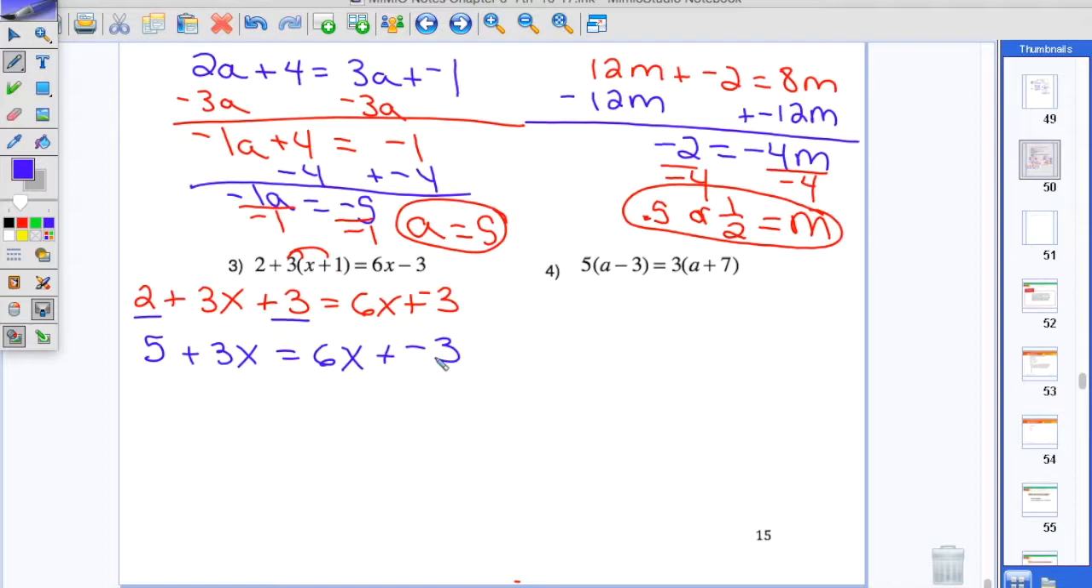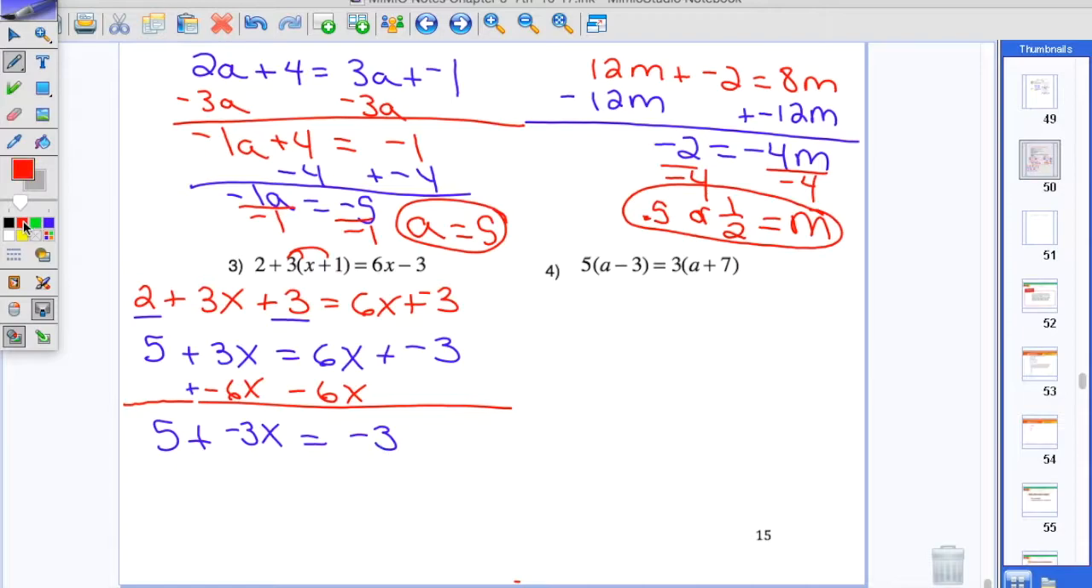Now we have variables on both sides, so we can subtract 6x from both sides. So we are left with 5 plus, and then we can change this to add in the opposite. So we have to take the sign of the larger and subtract, so negative 3x. The 6x minus 6x cancels out to 0, so it's equal to negative 3.